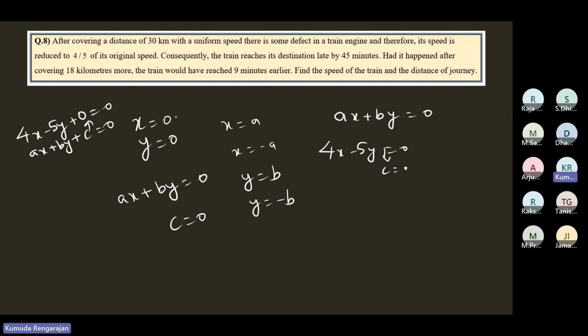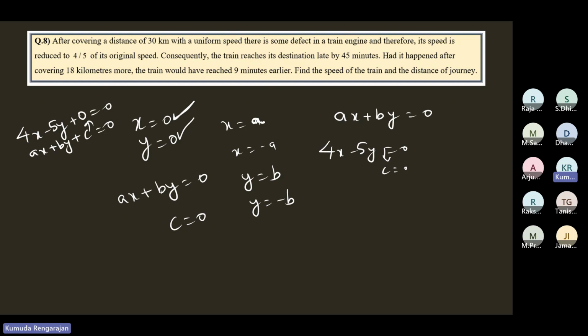So x is equal to 0 is the equation of the y-axis. Y is equal to 0 is the equation of the x-axis. X is equal to a represents a line parallel to the y-axis at a distance of a units to the right of the y-axis. When it's positive, it is to the right of the y-axis.